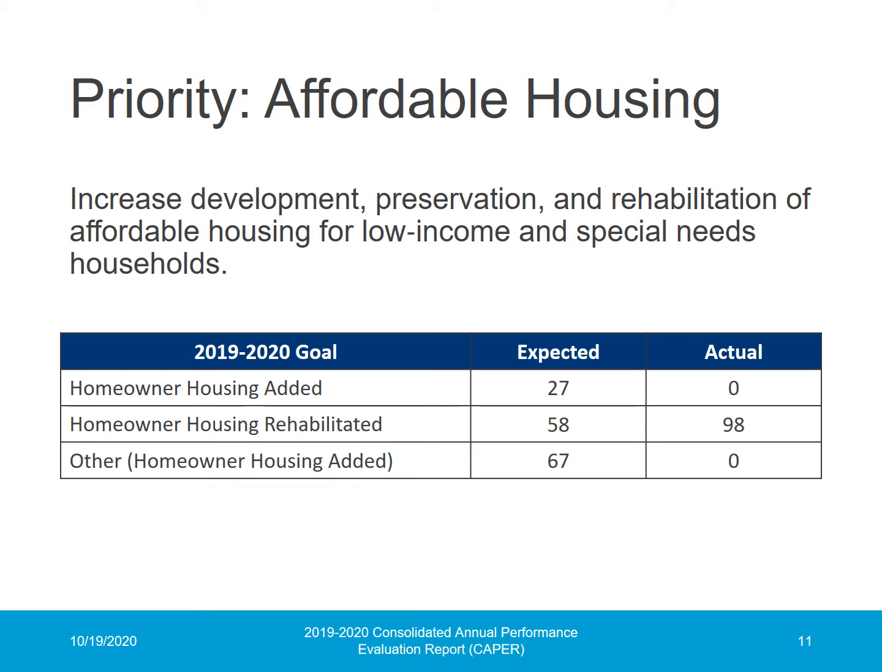The city exceeded its goal for homeowner housing rehabilitation, recording 98 rehabilitated homes compared to an expected goal of 58. The third goal of 67 homeowner housing added is associated with a $7.1 million amendment that the city submitted late in the year in order to begin work on preparing sites and awarding funds to community housing development organizations to construct up to 67 homes on sites identified in the city's housing element, which is a part of the city's general plan. Accomplishments for this activity are expected in a future report.